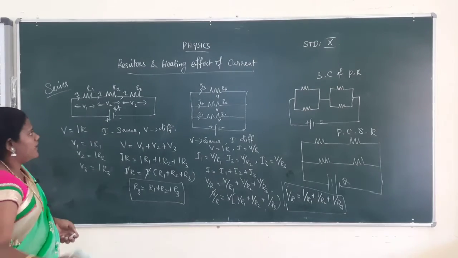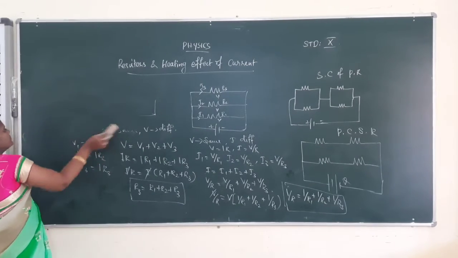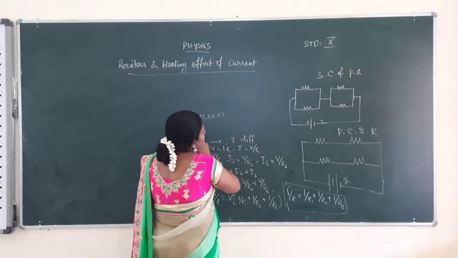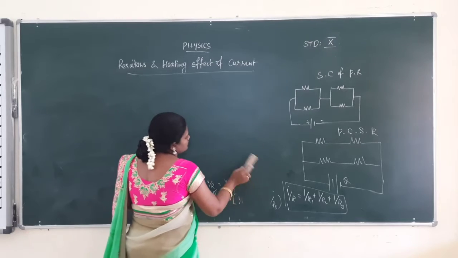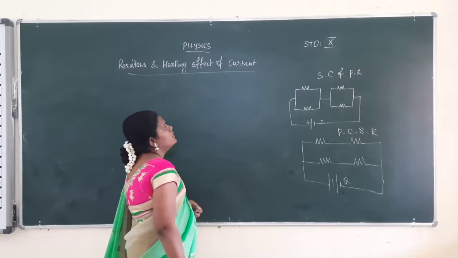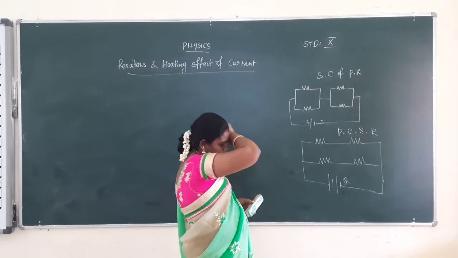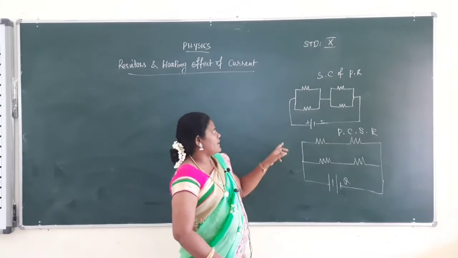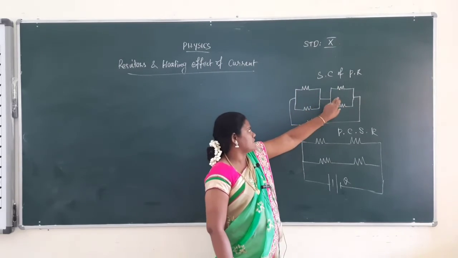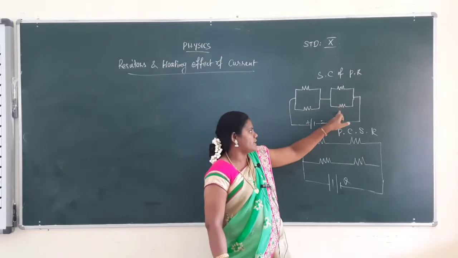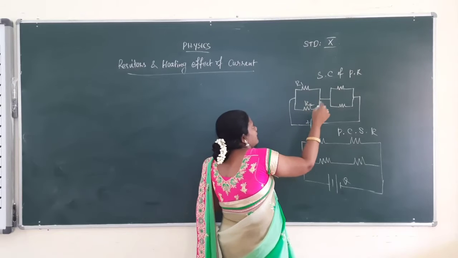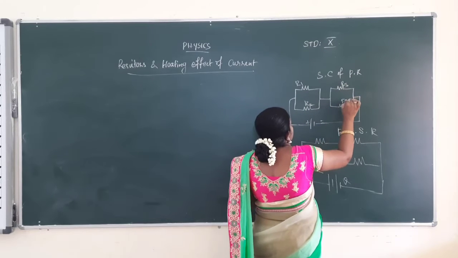Now we calculate the series connection of parallel resistance and the parallel connection of series resistance. These are two more electric circuits I will explain. First, the series connection of parallel resistors. This is a parallel resistor, this is a parallel resistor. R1, R2: 2 resistors will be connected in parallel. R3 and R4: 2 resistors will be connected in parallel.